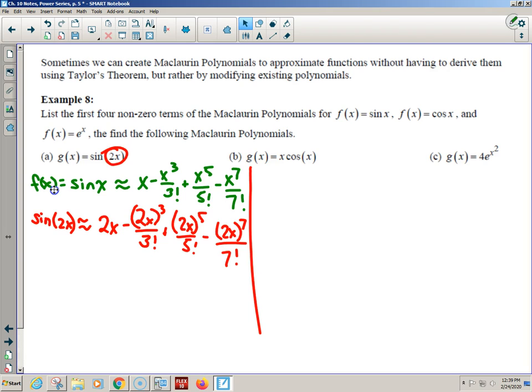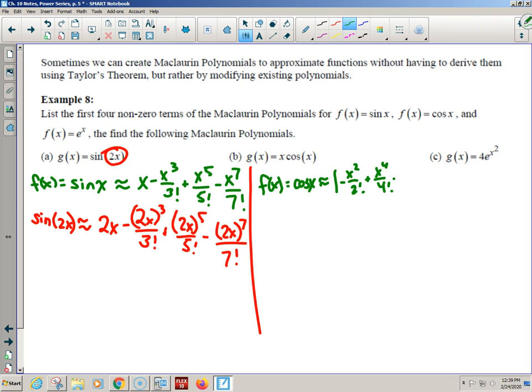Who am I building for? Cosine. Nope, not G. G is this dude. Who's cosine? He has even symmetry. That's supposed to help? Yeah, because he's not going by odd powers, he's going by even powers. So wouldn't he be 1 minus x squared over 2 factorial plus x to the 4th over... You guys double checking I'm right? Yeah. Minus x to the 6th all over... How many terms? 4.